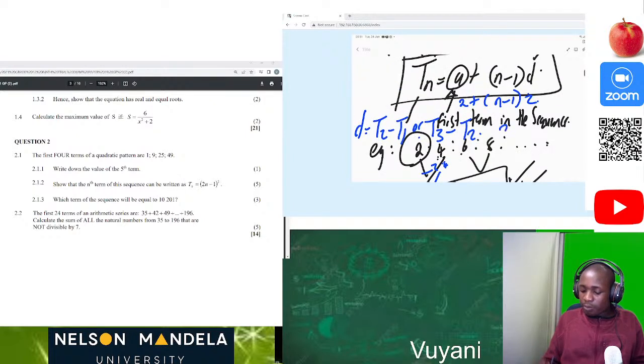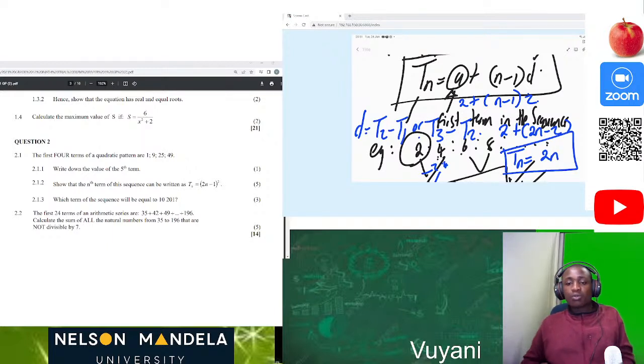Then we have 2 plus 2n minus 2. Then after that, you can see that we will have our Tn equal to 2n. So our general term in this instance will be 2n. Just like that, that one is so easy.